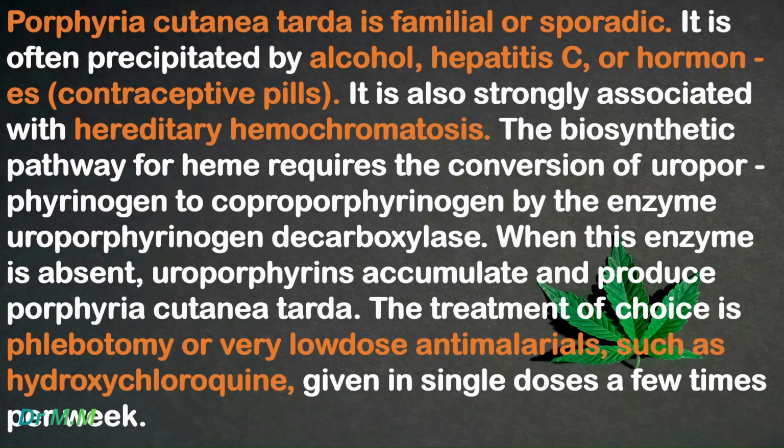Porphyria cutanea tarda is familial or sporadic. It is often precipitated by alcohol, hepatitis C, or hormones like contraceptive pills. It is also strongly associated with hereditary hemochromatosis. The biosynthetic pathway for heme requires the conversion of uroporphyrinogen to coproporphyrinogen by the enzyme uroporphyrinogen decarboxylase. When this enzyme is absent, uroporphyrins accumulate and produce Porphyria cutanea tarda. The treatment of choice is phlebotomy or very low-dose antimalarials such as hydroxychloroquine given in single doses a few times per week.